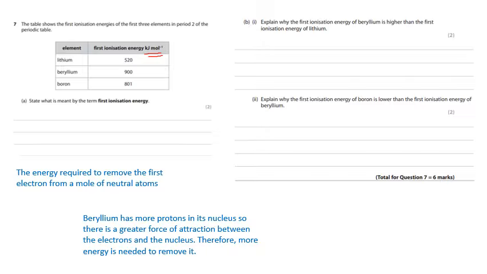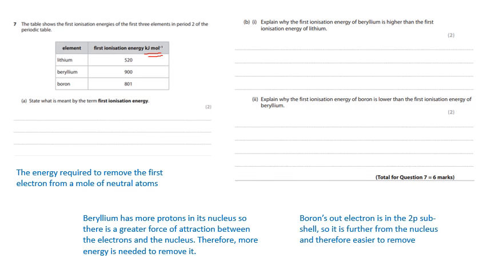Remember SPDF, there's 2 in S, and then you go on to the P shell, and the first electron in boron is in the P shell. So boron's outer electron is in the 2p subshell, so it's further from the nucleus, and it's therefore easier to remove because it's in the P shell and not in the S shell. So it's further from the nucleus.